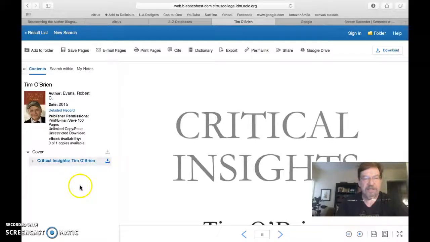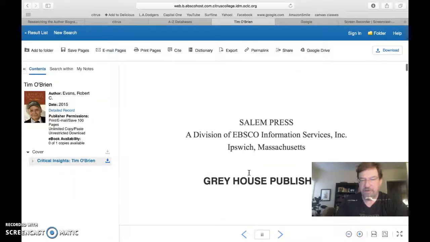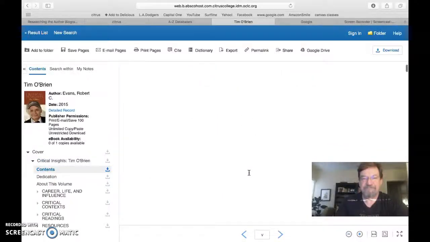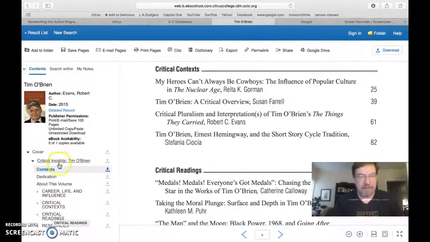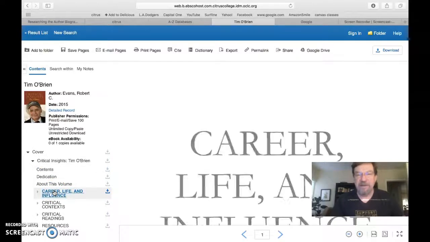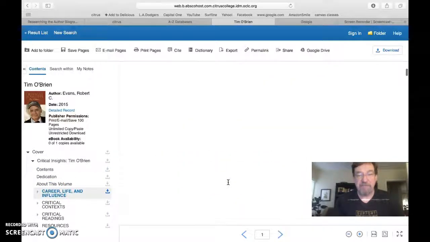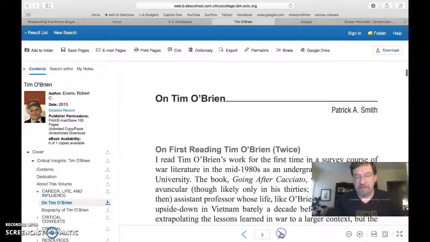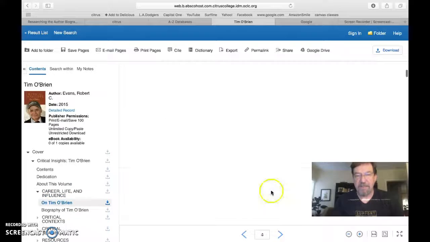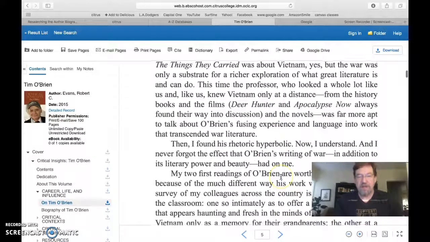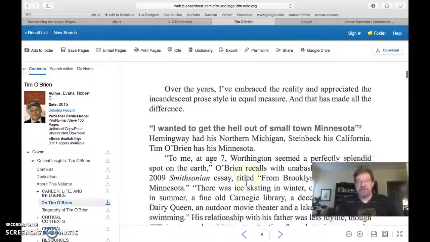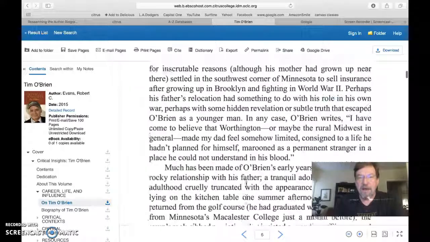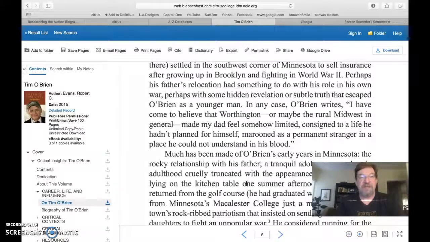I'm looking at Critical Insights, Tim O'Brien, trying to find some sort of guide, maybe oh, here we go. Fine. I knew this would come up eventually. I needed to see this. I'm not interested in critical context or critical readings, at least not for this paper. I am interested in career, life, and influence. So it's a pretty big chapter. And I assume this is going to be talking to me about Tim O'Brien and what he did in his life that led him to his kind of fiction. And let's see. Okay, here. Then we talk about his growing up in northern Michigan. This is what I want. This definitely would count as a source.